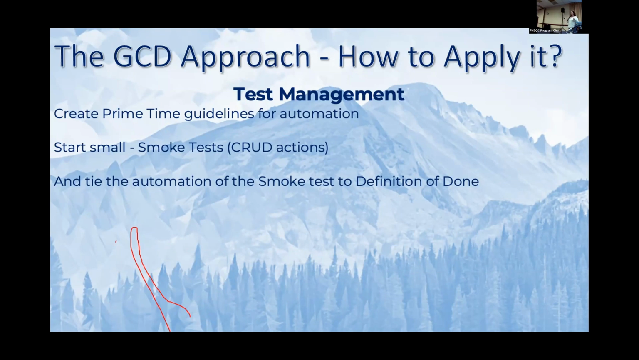So we start small. We build smoke tests first, and we do not automate anything else until those smoke tests not only are created, but meet our prime time guidelines. They're running in the pipeline, they're centralized, they're passing, and they don't go to some rogue isolated Slack channel with only 2 people looking at it. They go to a place where the entire team is looking at that.